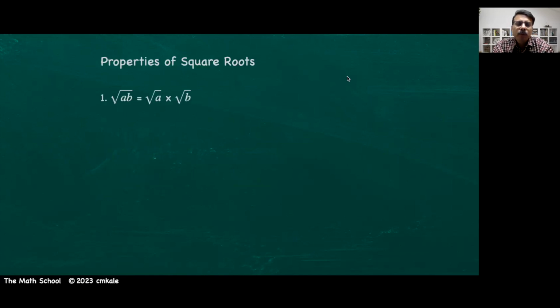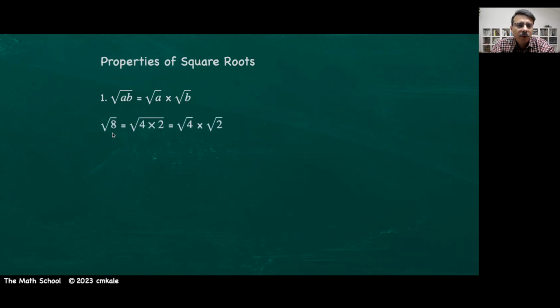So let's look at the first property. What is the first property? If there is a number which can be expressed as square root of AB, that is A multiplied by B, then that can be expanded into square root of A multiplied by square root of B. As simple as it gets. So again, I repeat, if there is a number which can be expressed in this form, root of A multiplied by B, then it can be separated out in this form, which is square root of A multiplied by square root of B. Let us see an example.